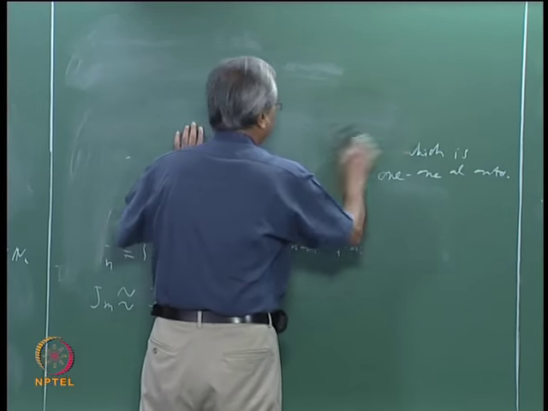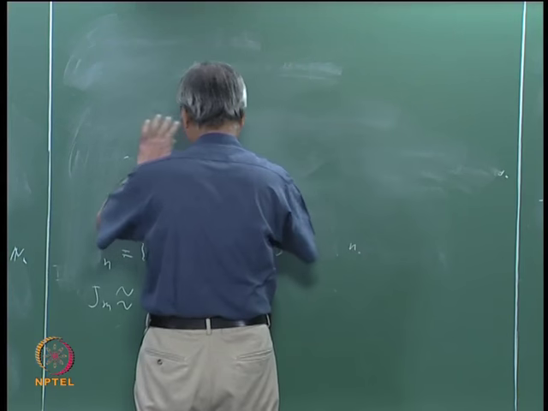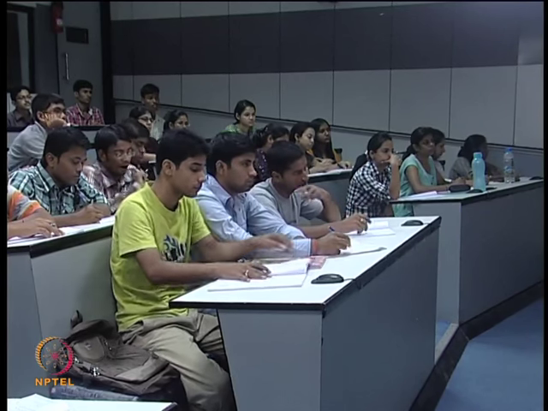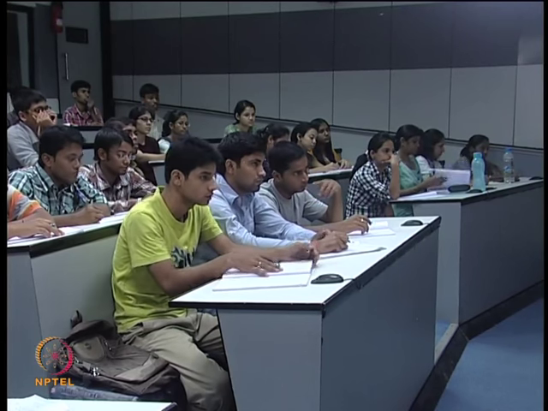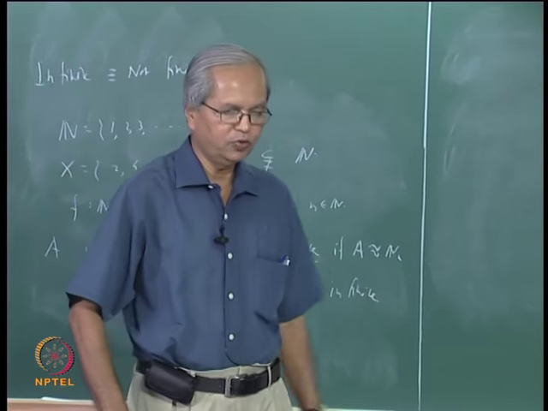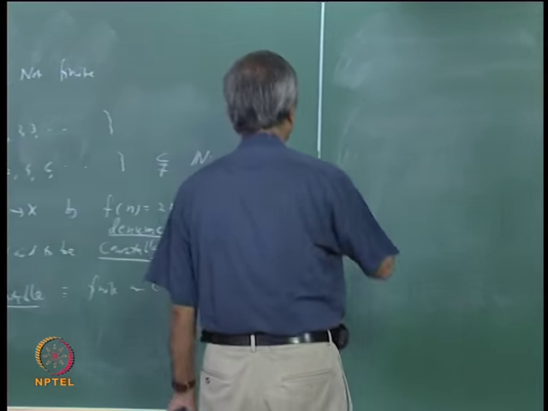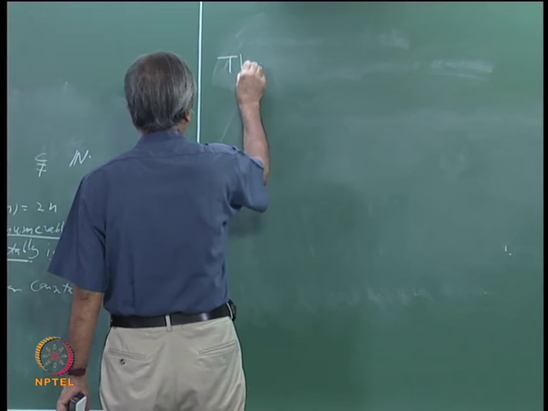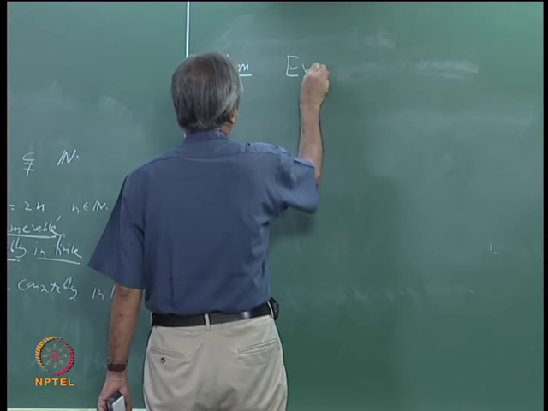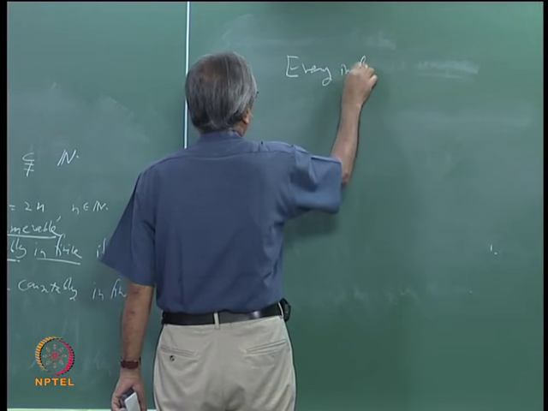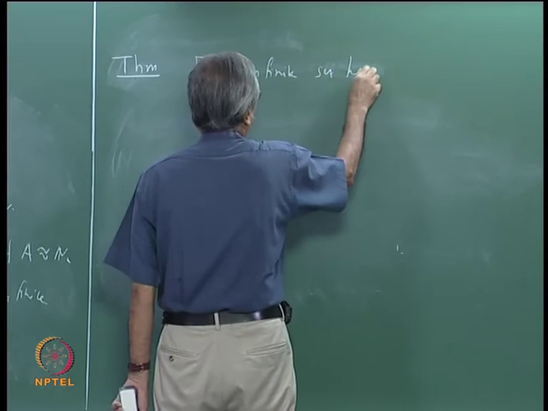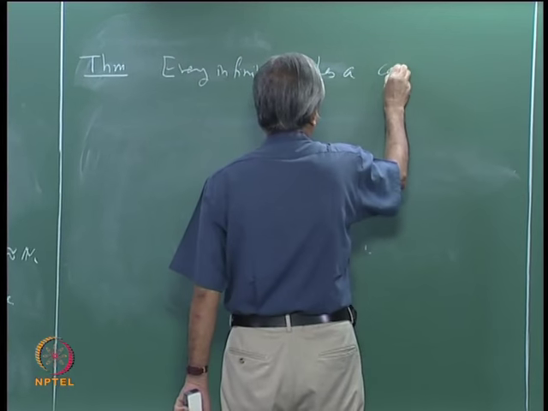Now let us go to what we were having in mind, namely showing that every infinite set has a proper subset which is numerically equivalent to itself. But even before going to that, we need one more fact. Let me write it as a theorem. It is the following: every infinite set has a countably infinite subset.